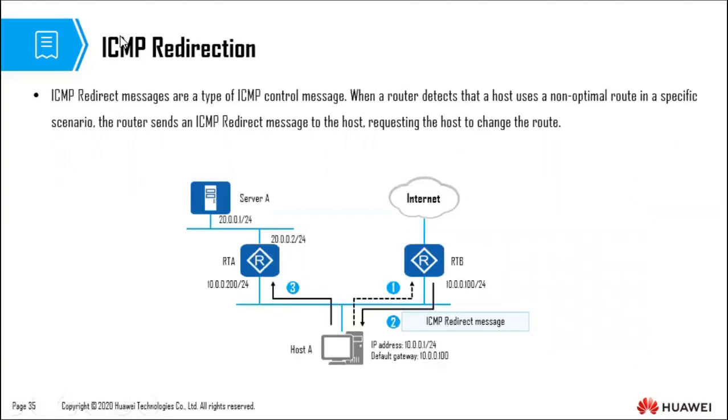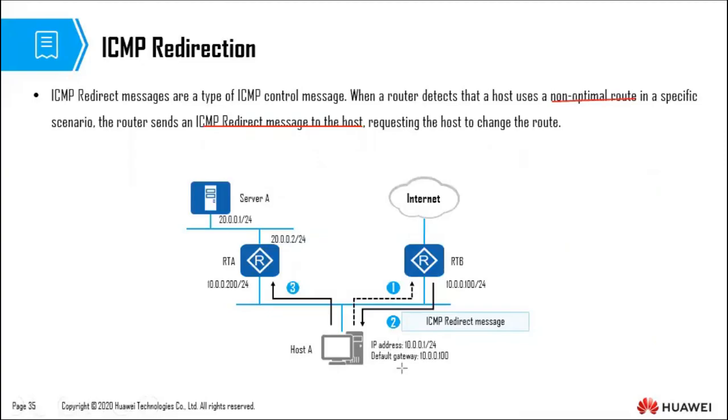Okay, so let's look at ICMP redirect. It's very interesting stuff. ICMP redirect messages are a type of ICMP control message. When a router detects that a host has used a non-optimal route in a specific scenario, the router will send an ICMP redirect to the host, requesting the host to change the route. So let's try and understand what they're saying here by using this example.